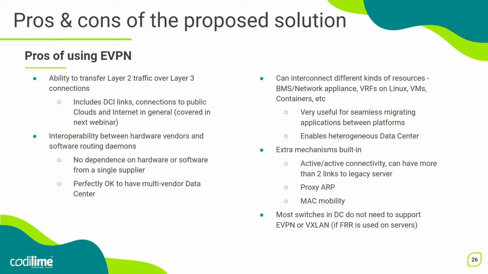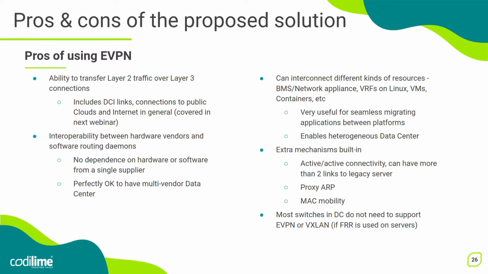Now, another thing is the interoperability between hardware and software routing daemons. So we've run EVPN on Juniper and Arista, and they were able to correctly communicate and exchange information with each other. And for example, FRR can also be run on different Linux distributions, such as Red Hat, such as Ubuntu, and others as well. So we do not depend on a single supplier from either software or hardware, and it is perfectly okay to have devices and solutions from multiple vendors in our data center.